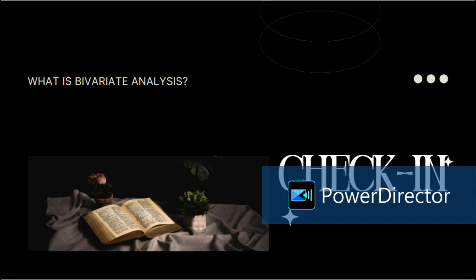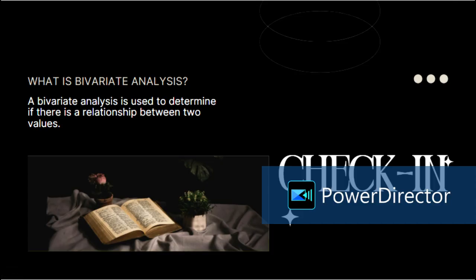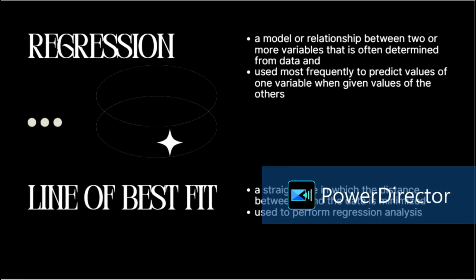Next part of the lesson, check in. What is bivariate analysis? A bivariate analysis is used to determine if there is a relationship between the 2 values. Okay, this is correlation. We've done this before. You use GeoGebra for this.